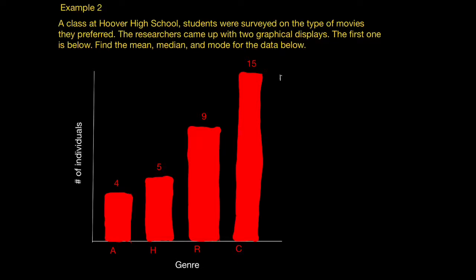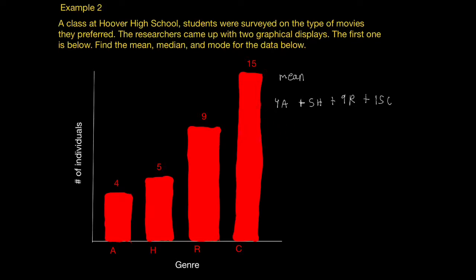So here we have a mean. And remember, for the mean, we would get our values and then multiply them by the number of frequency, and then we would add them together. So here we would have 8 times 4, which would be 4a. And then we would add that to h times 5, which would be 5h. And then plus 9r plus 15c.